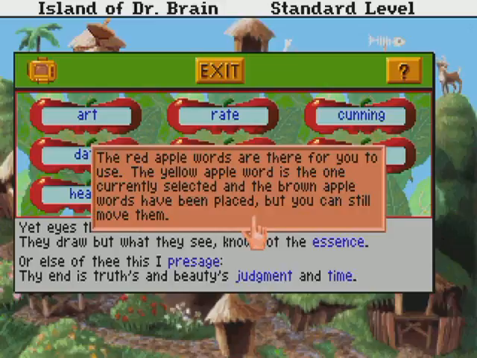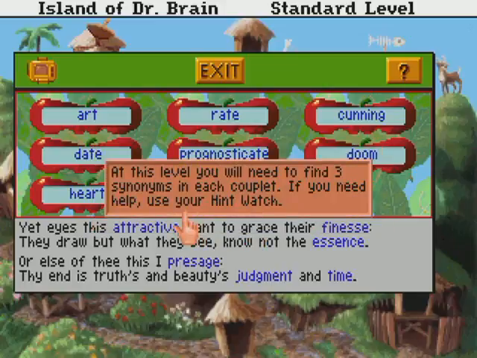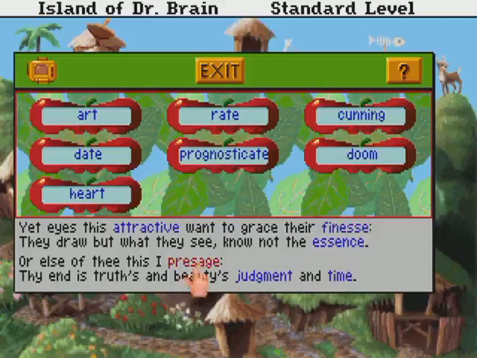The yellow apple word is the one currently selected, and the brown apple words have been placed, but you can still move them. At this level you will need to find 3 synonyms in each couplet. If you need help, use the hint word. You will probably not need that.